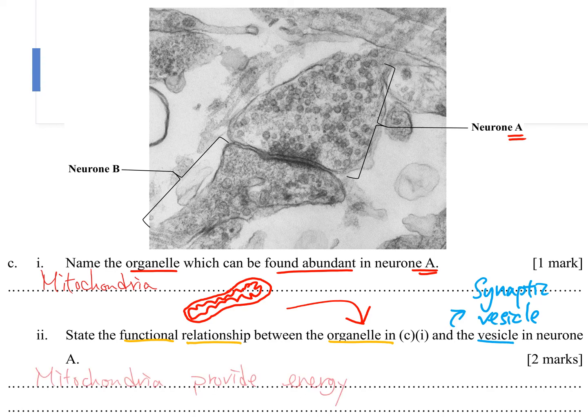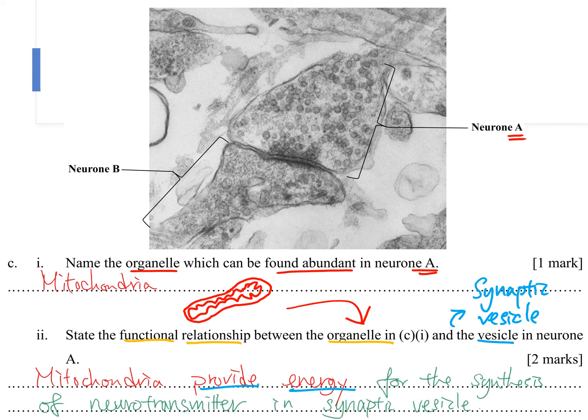The relationship is that mitochondria provide the energy, so that the energy is used for the synthesis of neurotransmitter in the synaptic vesicle. This is the functional relationship between the mitochondria and the synaptic vesicle.